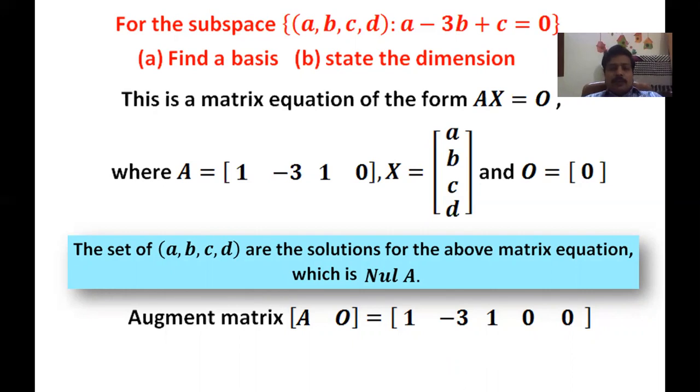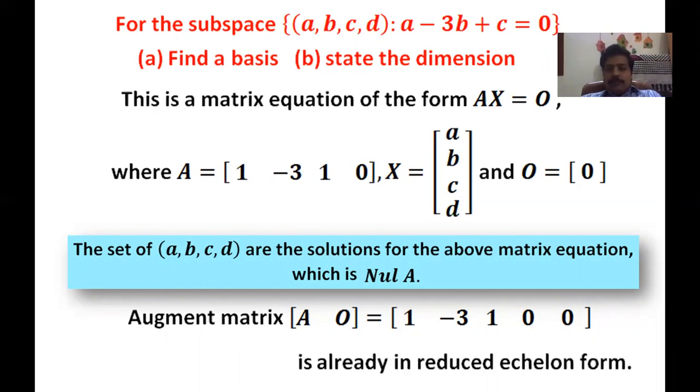This is our augmented matrix, but it is already in echelon form. Since there is only one row, it is already in reduced echelon form. So we need to take the equation, that is again A minus 3B plus C is equal to 0. Of course, we can skip this process. We can directly convert this equation into A is equal to 3B minus C.